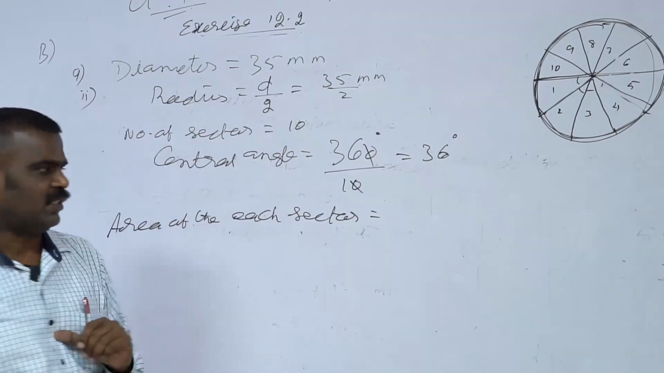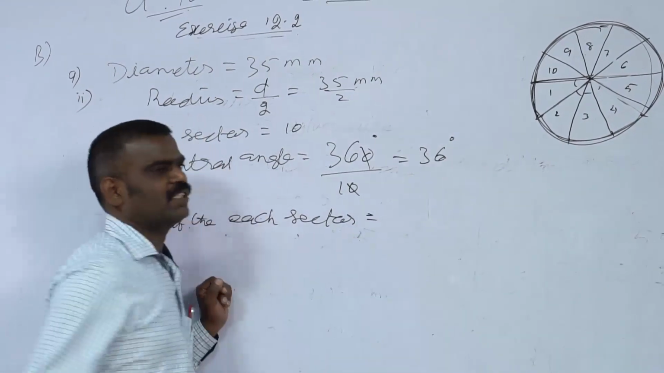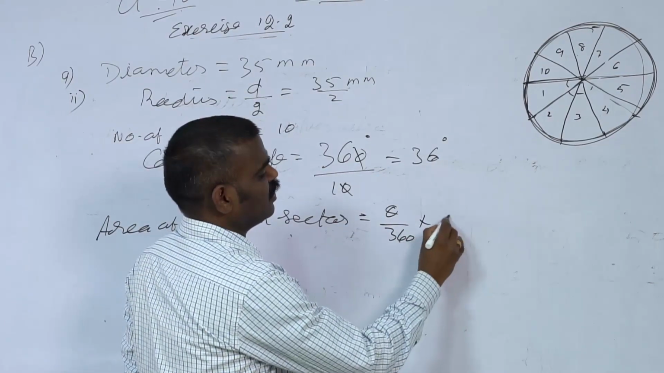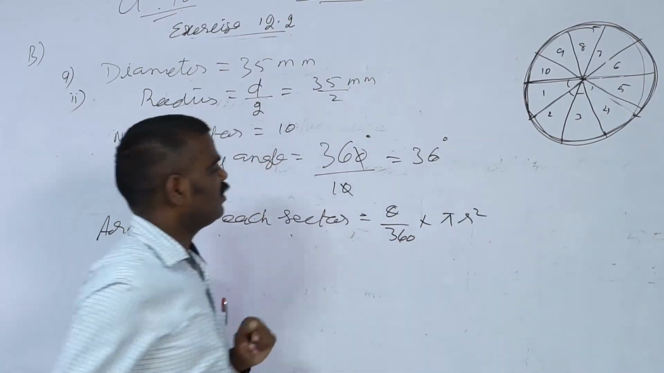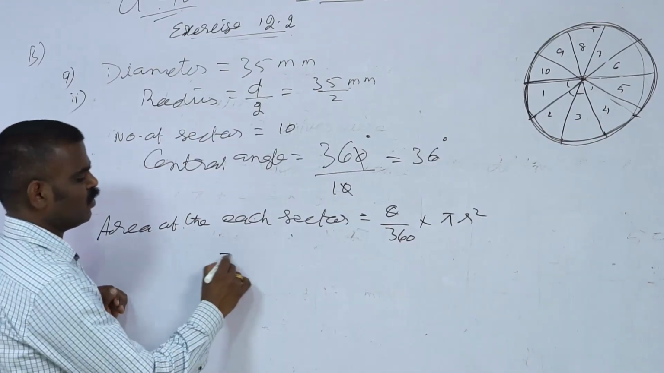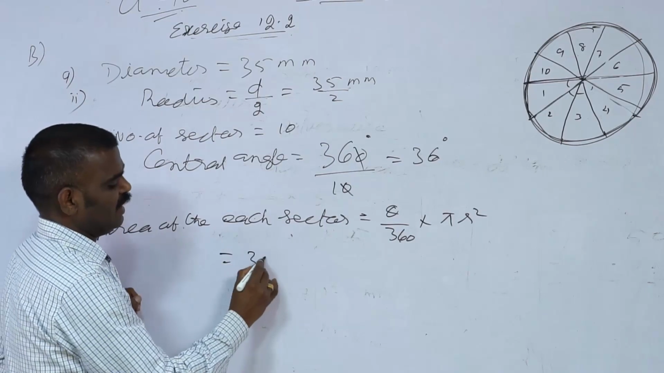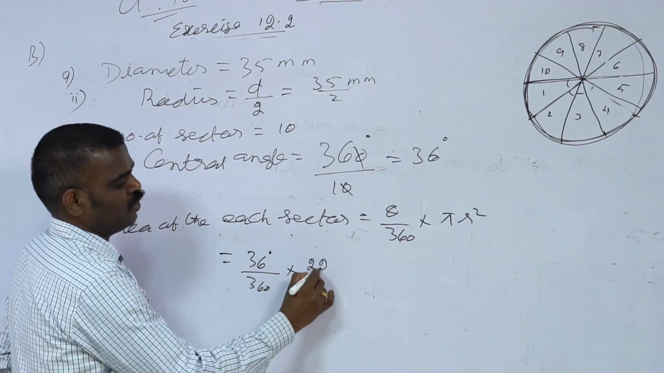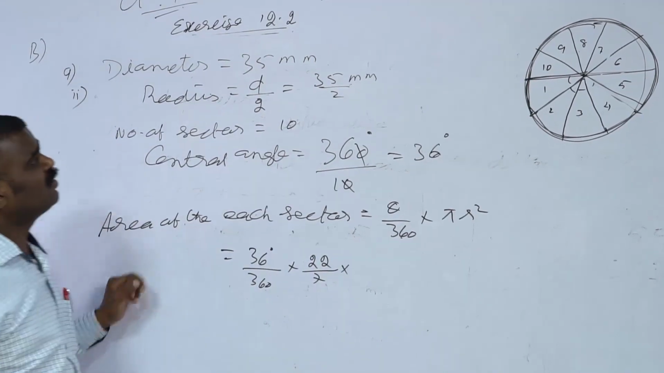Area of each sector. What is the area of the sector formula? Yes, theta by 360 degree into pi r square. Again, theta value is not given, so pi value is not given. Yes, okay. But theta how many degree? 36 degree by 360 into 22 by 7 or how much?